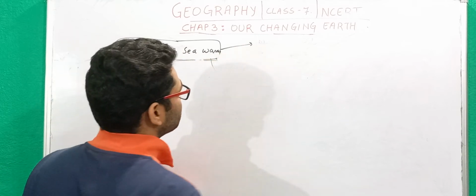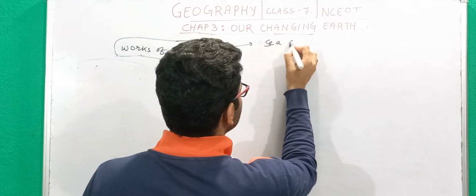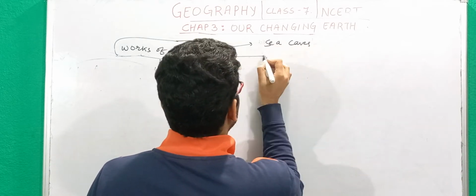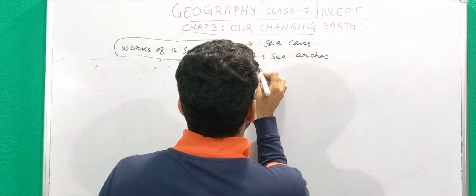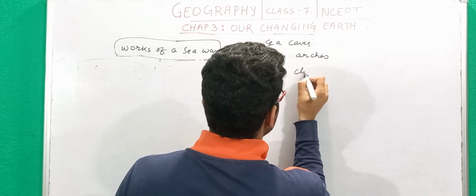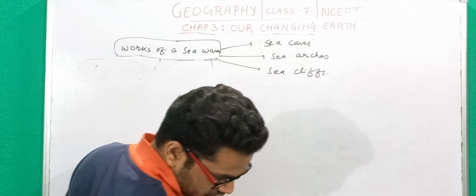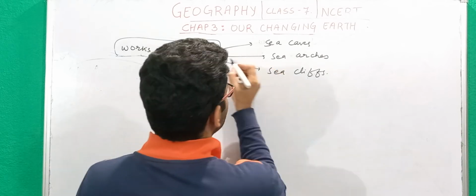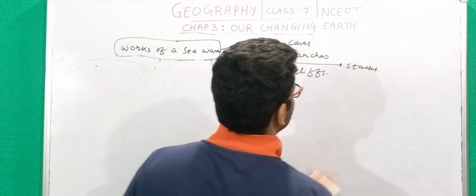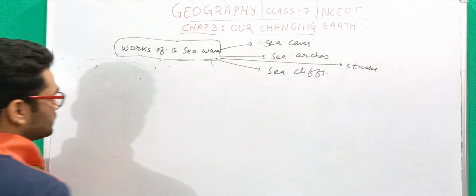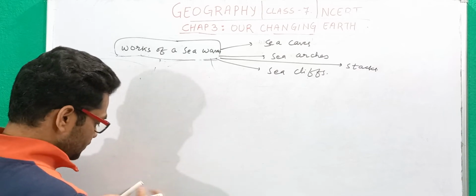And what are the types of work that are done by sea waves? First you have to study about sea caves. Then you have to study about sea arches. And then you have to study about sea cliffs. And then you also have to study about stacks. So four types of erosional features you have to study. First, understand what a sea wave is.